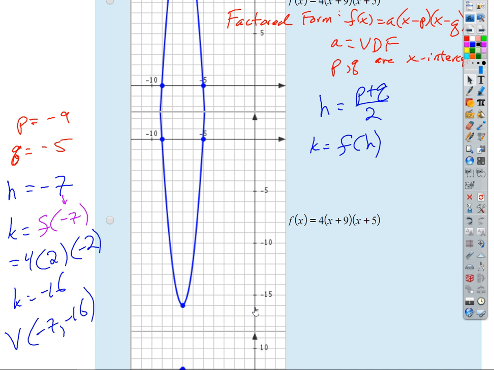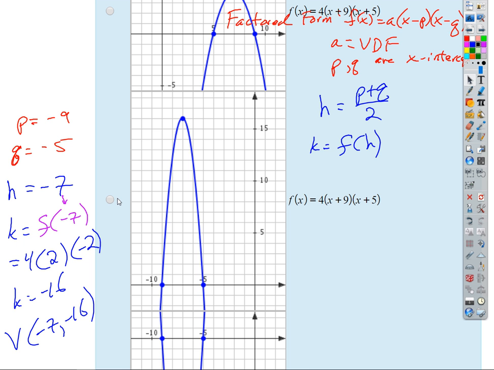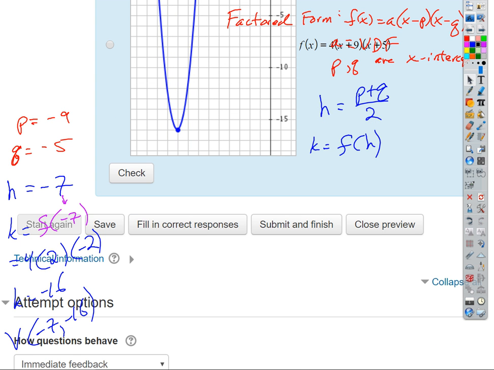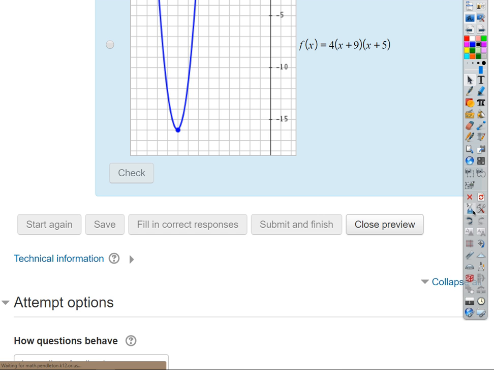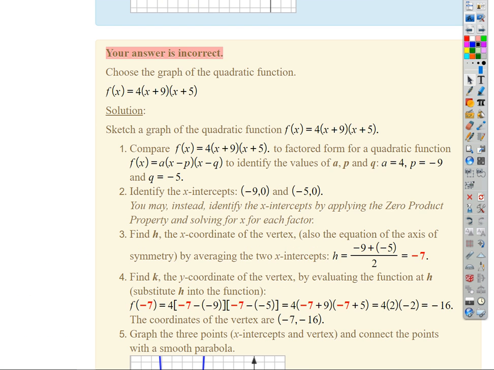Right. Okay, I'm gonna miss this one just so you guys can see what the feedback looks like. Right, I'm missing it on purpose. I want to do the wrong one, just so you can see. So this is pretty useful. It's just going to go through that process.